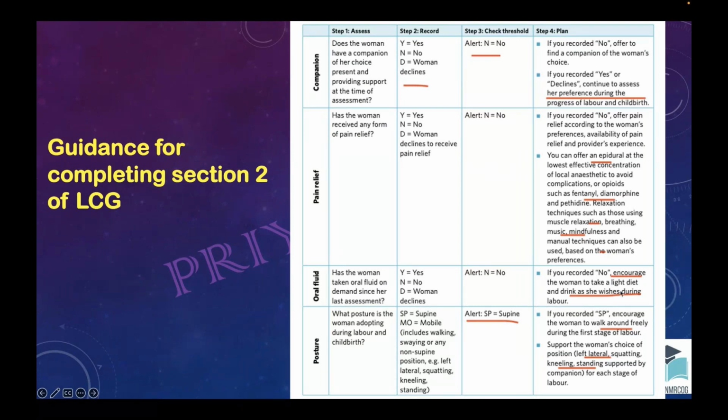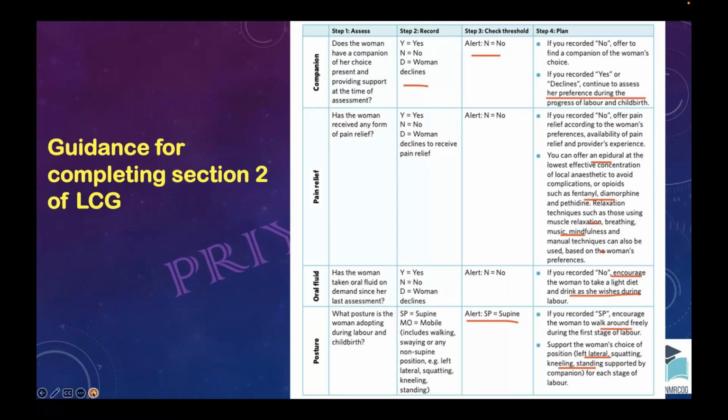Now for the posture, we have two abbreviations: supine SP and mobile MO. If the patient is mobile, we are happy, but if the patient is supine, that would be an alert sign. If SP is recorded, then we have to talk to the woman to move around freely, or left lateral, squatting, kneeling, standing. So this way it is filled.